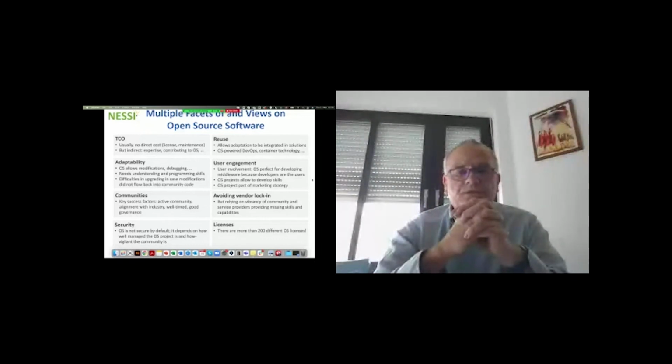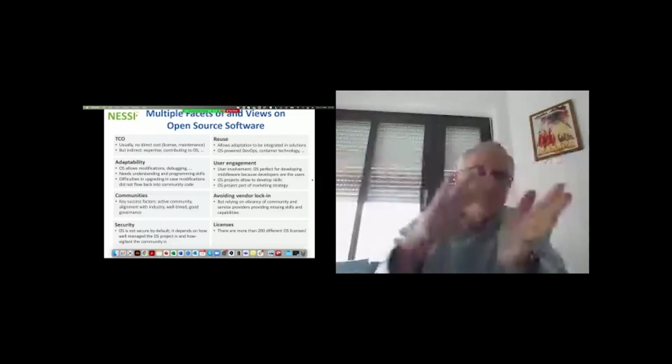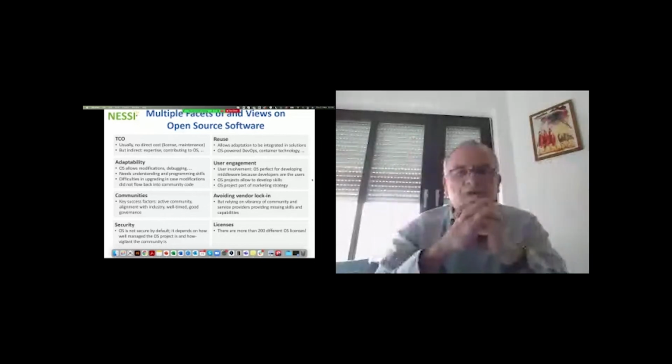Often it is said, and it was mentioned also in our session, that open source helps to avoid lock-in to some specific vendors. But, I mean, that is true. But on the other side, at the end, you rely on the community of the open source community, and perhaps also on some service providers providing the missing skills that a company needs in order to deal with this open source.